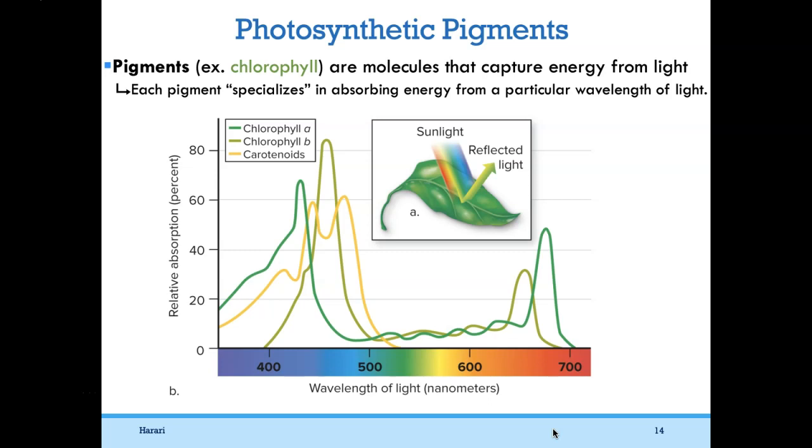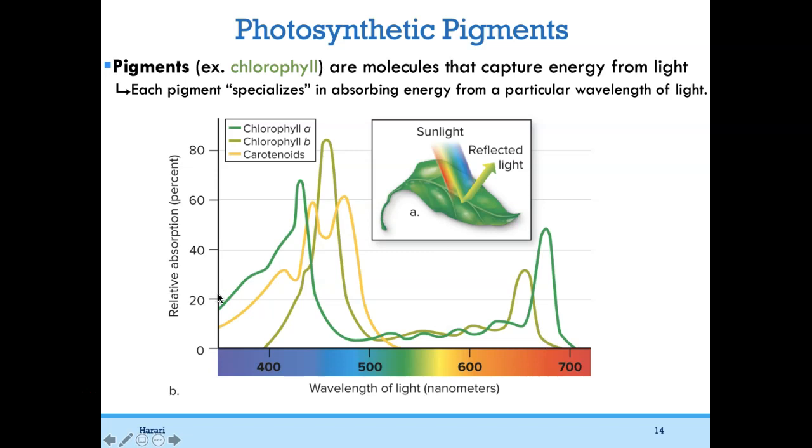A pigment, like chlorophyll, can capture energy from the light. But each pigment specializes in absorbing energy only from a particular wavelength of light. So what this means is a pigment can't just take all the energy from the sun equally and be just as excited. Each pigment responds to a certain wavelength of light. In particular, chlorophyll is a pigment that only absorbs light in the blue, violet, and red range. So these blues and violets and reds are what can power chlorophyll.